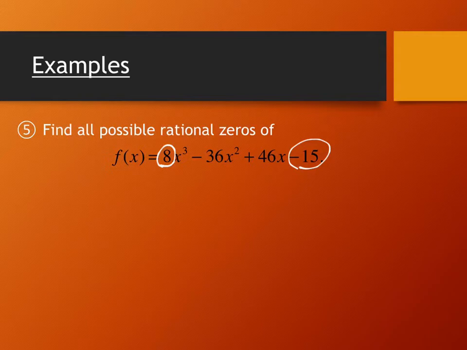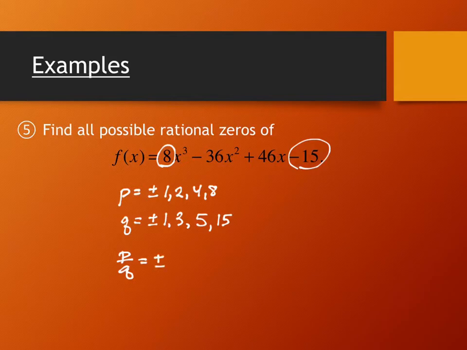So, my p-values, what are my numbers that divide 8? 1, 2, 4, 8. We did that one a moment ago. Fabulous. How about the numbers that, and we put pluses or minuses all the time, right? How about the numbers that divide 15? 1, 3, 5, and 15. So these are my p's, these are my q's. And now we're going to do p's over q's. So again, I'm going to put the plus or minus in front. So we have 1, 2, 4, 8 over 1, 3, 5, and 15.